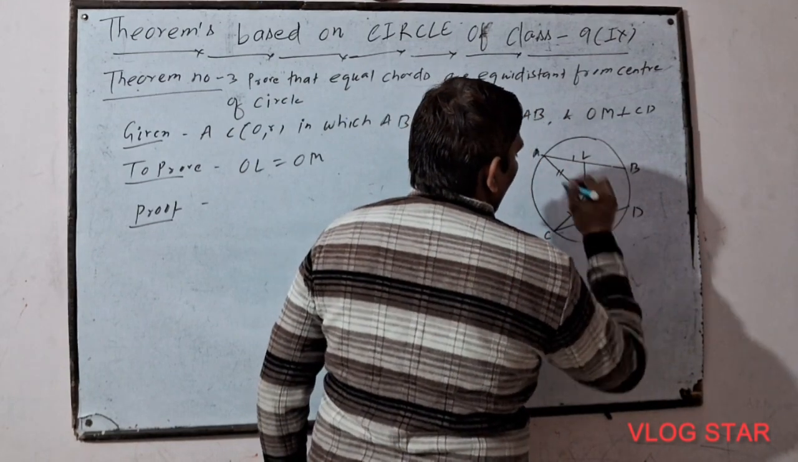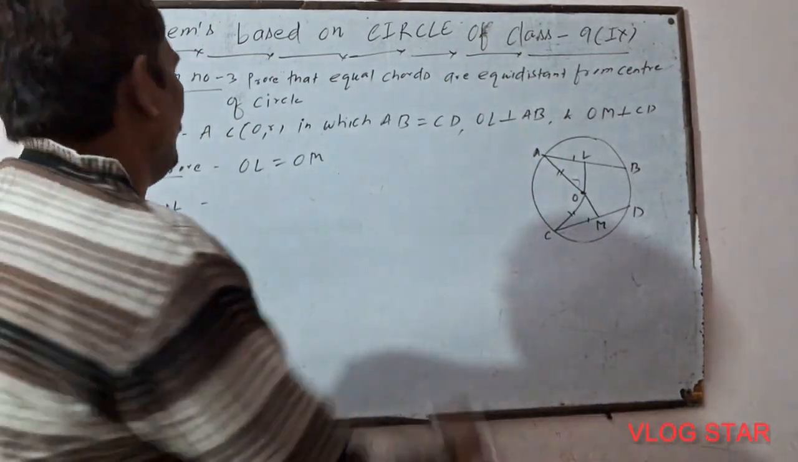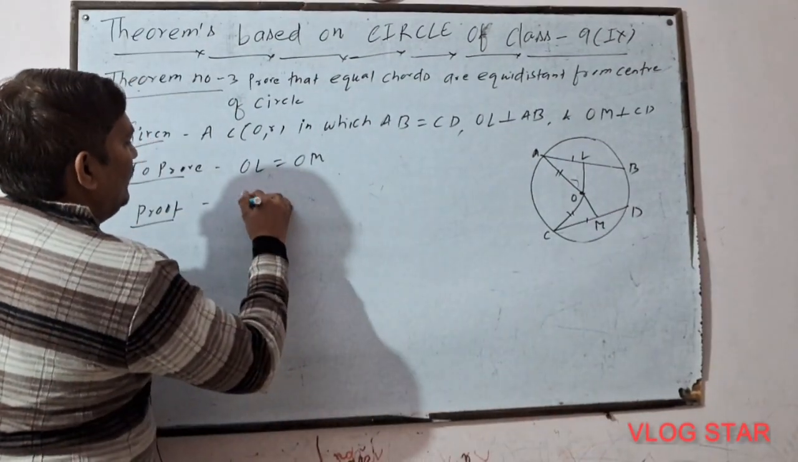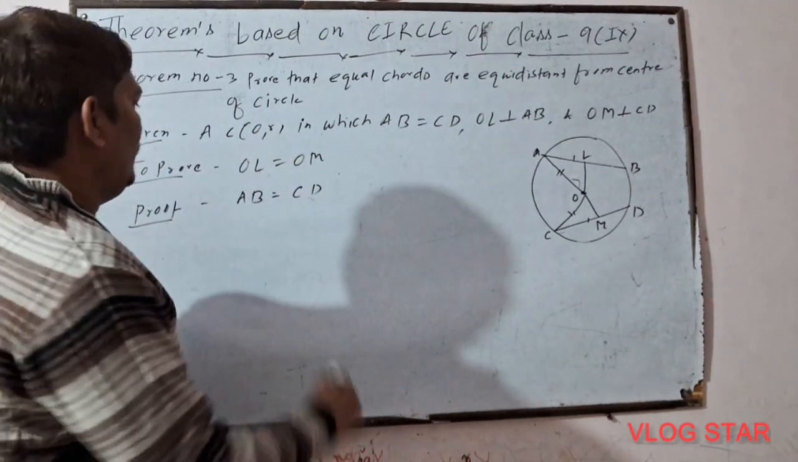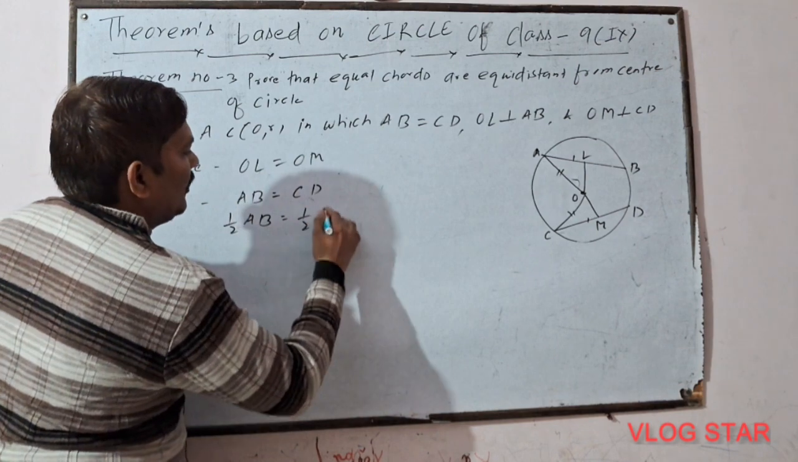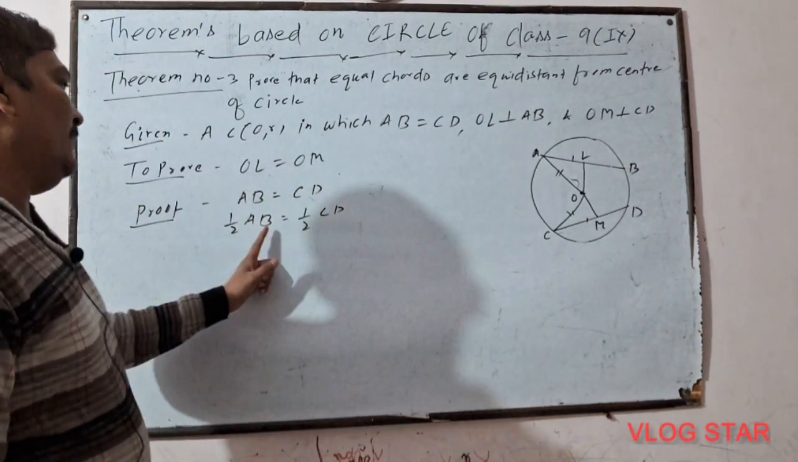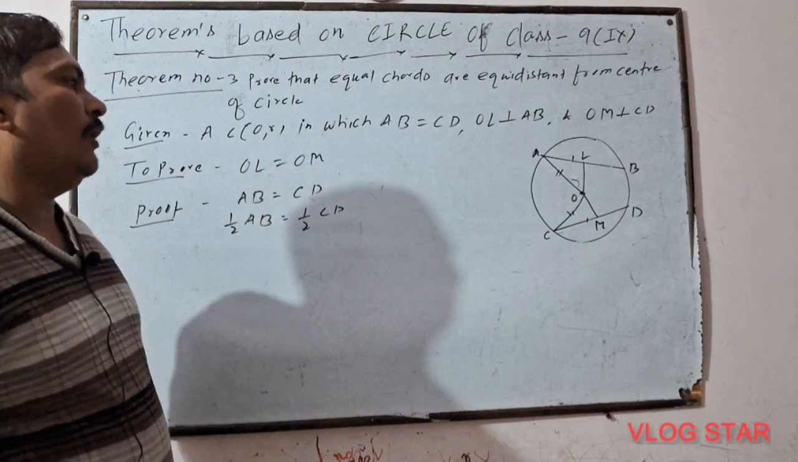This and this will be equal because they are radii of the same circle. Now just see the proof. AB equals CD, given. Now half of AB equals half of CD. If AB and CD are equal, then their halves will also be equal.